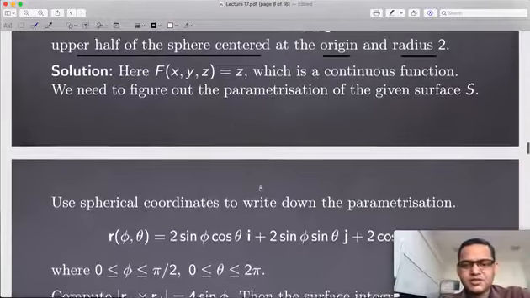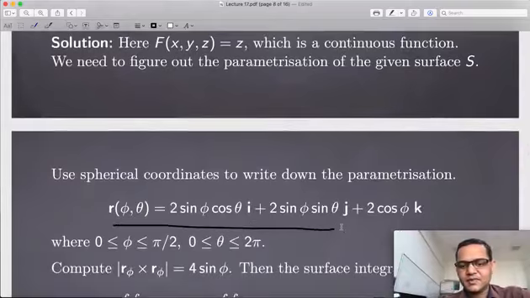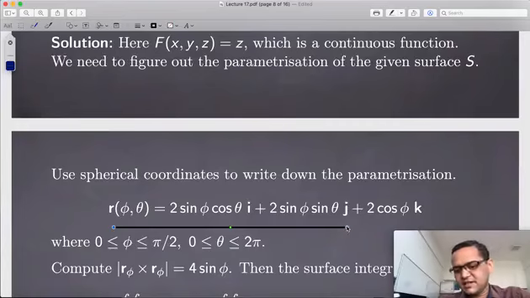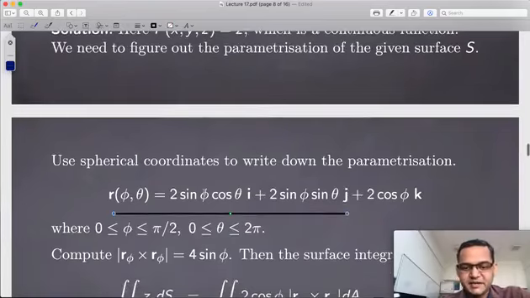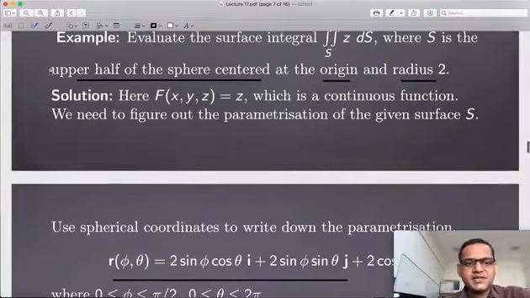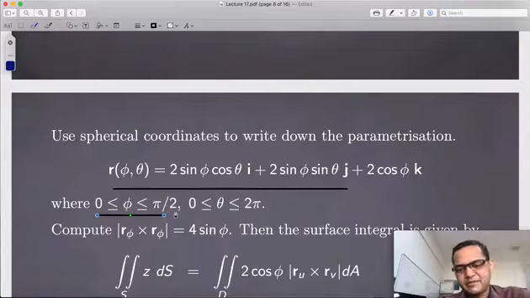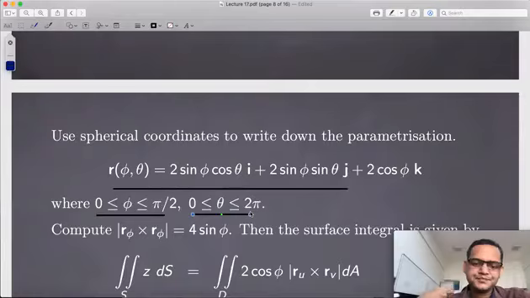Whenever you have to deal with the surface of a sphere, it's always good to go to spherical coordinates. Please be careful, I often make mistakes while doing these things. Just see that the radius is 2, and this was the upper half of the sphere. So here phi, this angle, is only going up to pi by 2 because we are only in the upper half. And theta is of course full.